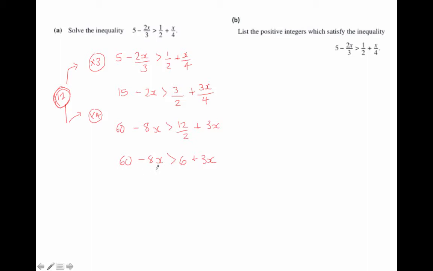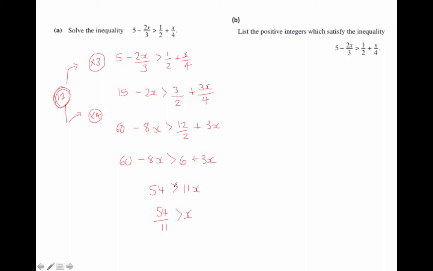So minus 8x, I want my x to be positive, so I'm going to put it on this side. So 8x plus 3x is 11x. And then 60 minus 6 is 54. So I end up with x is less than 54 over 11.